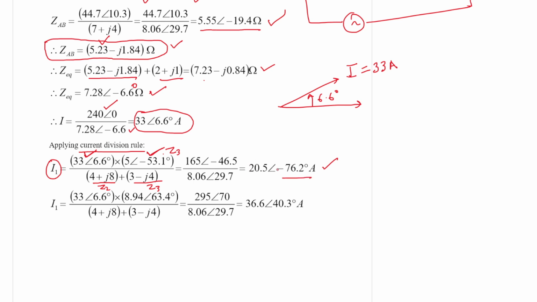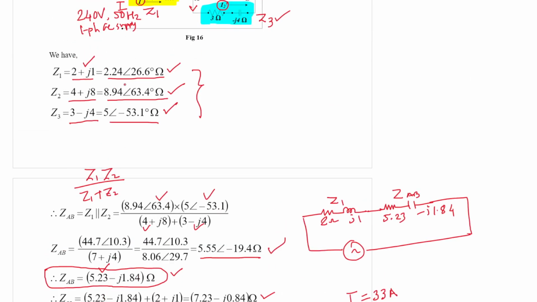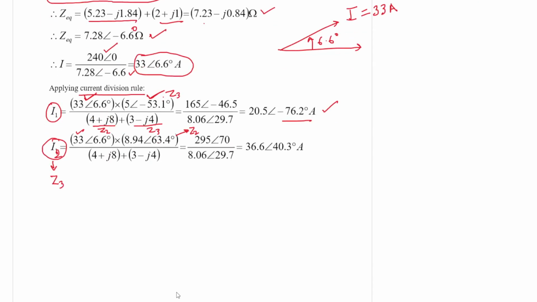So this is I1. In a similar manner we can evaluate I2 as well. In the numerator it is the total current into, now I am calculating I2, so the current I2 is flowing through Z3. So what is the rule? It is the total current into the impedance of the other one. So we must write Z2 here. Z2 is 8.94 angle 63.4 degree. And in the denominator, it is the summation of the two impedances. So if you solve, you will get this result, 36.6 at an angle of 40.3 degree.